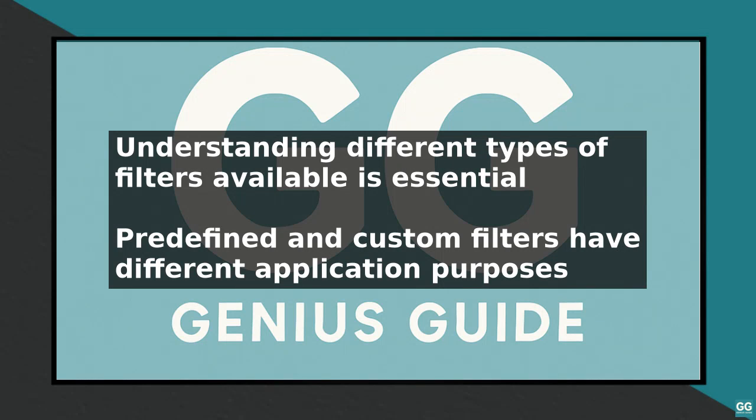To customize Google Analytics filters, start by understanding the different types of filters available, including predefined and custom filters. Predefined filters are pre-built filters that can be applied to your data, such as excluding traffic from a specific IP address or including only a specific domain. Custom filters, on the other hand, allow you to create your own filters based on specific conditions.